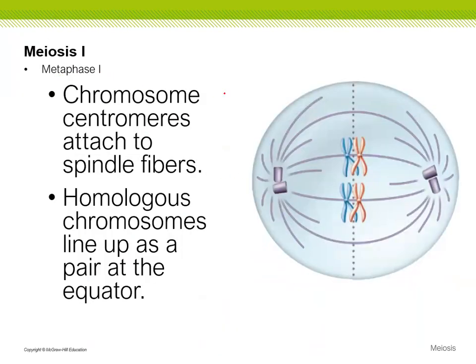So now we follow through a pretty similar pattern, just like before, just like the same with mitosis. Now what happens is, just like before, those chromosomes attach to those spindle fibers and they line up at the equator. There's nothing different there between mitosis and meiosis. It's the same.